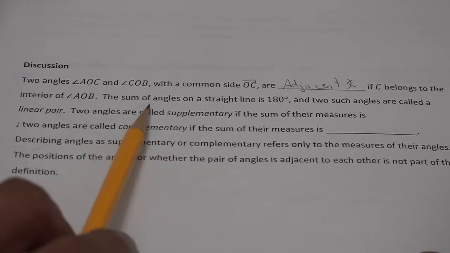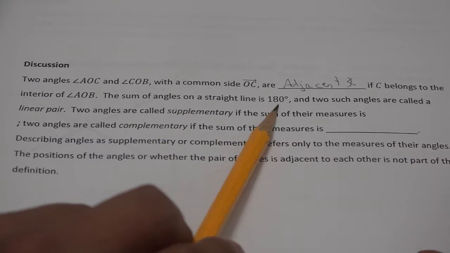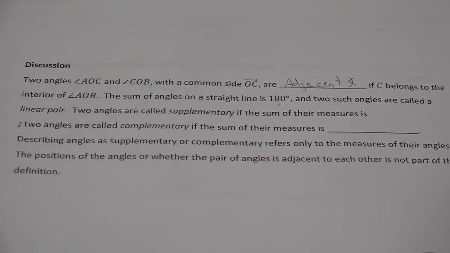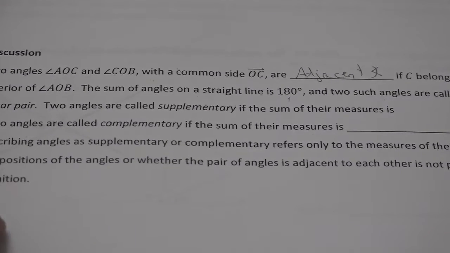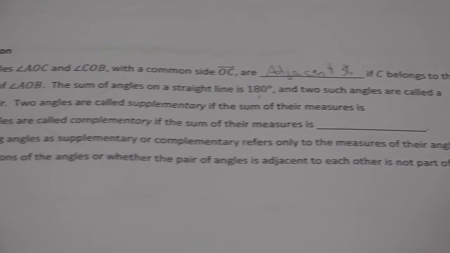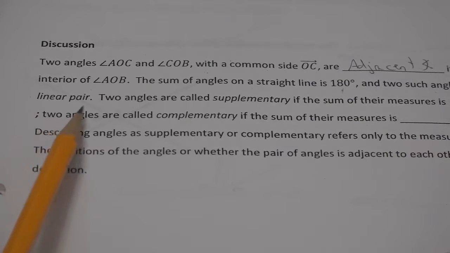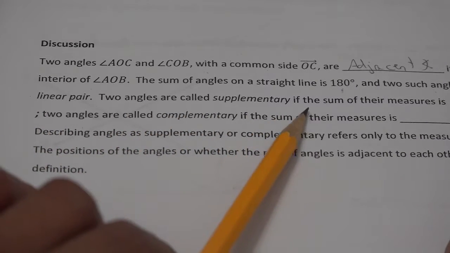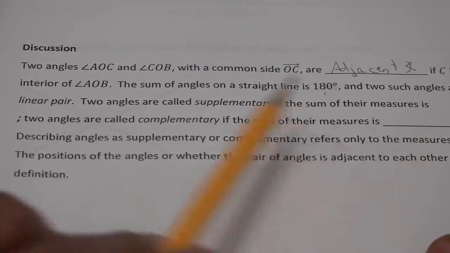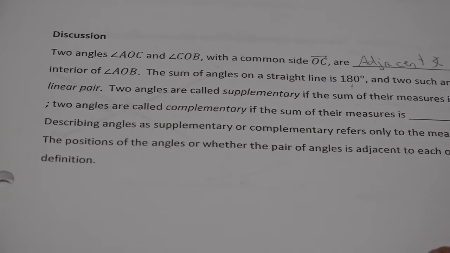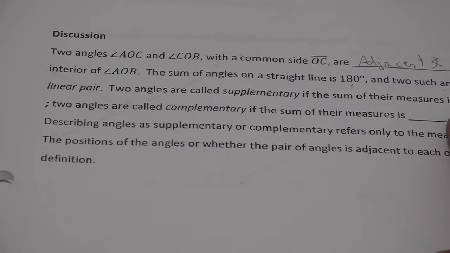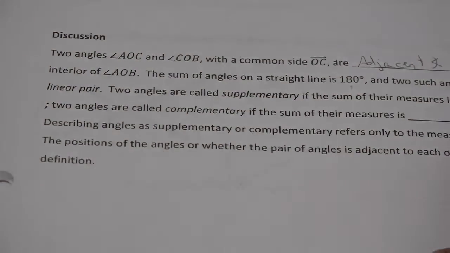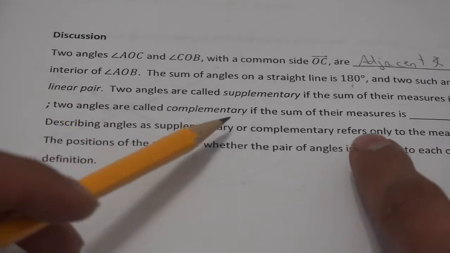Now, if C belongs to the interior of AOB, oh, sorry, that was the answer. Alright, the sum of angles on a straight line is 180. Yeah, I know that. And two such angles are called a linear pair. Two angles are called supplementary if the sum of their measures is, okay, what? Oh, I know. 180, correct? Okay.